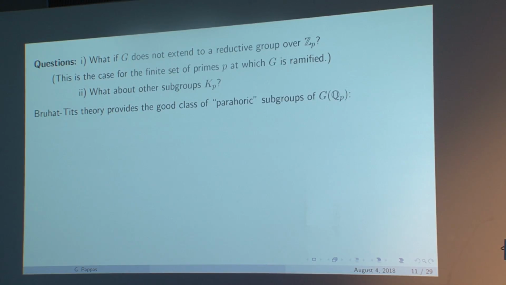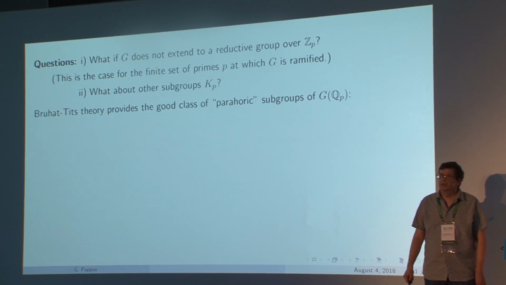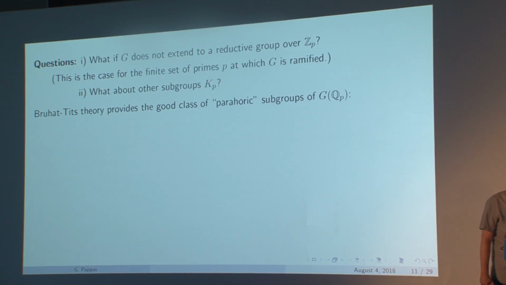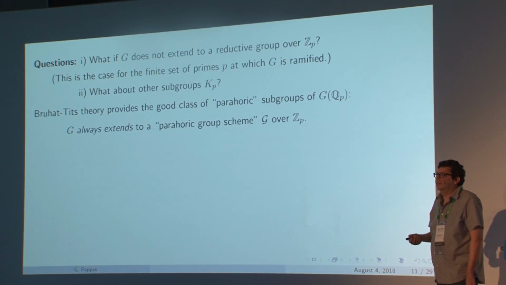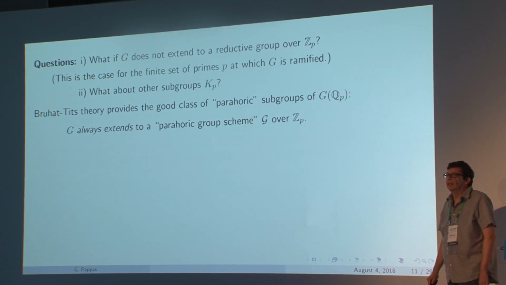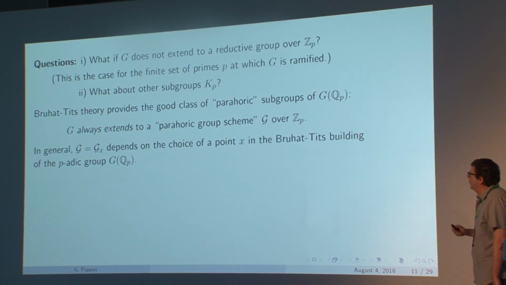Okay, so now most of the rest of the talk will be about a class of subgroups for which there's a good answer to this construction of models. This is the class of parahoric subgroups that's provided by Bruhat-Tits theory. So here's the first important fact, that the group always extends to a parahoric group scheme. So there's always something like that. It maybe does not extend to a reductive one, but it does extend to this.